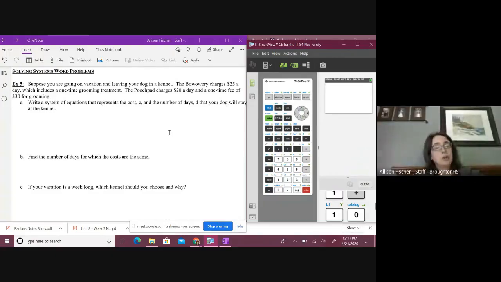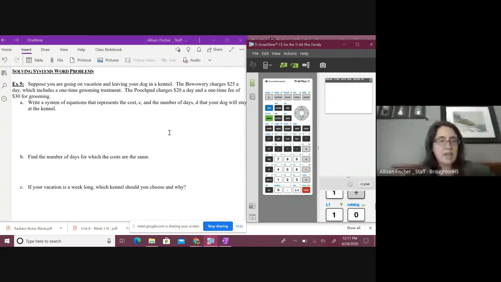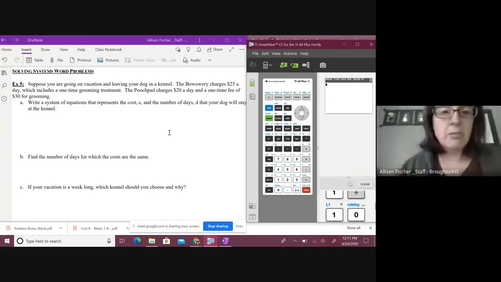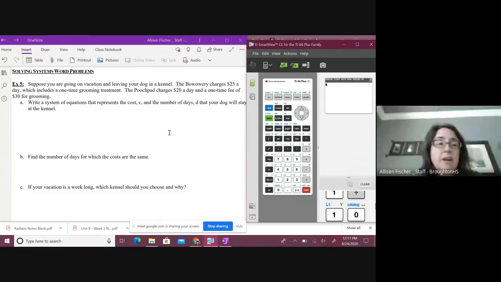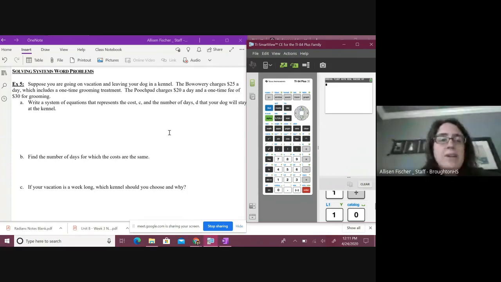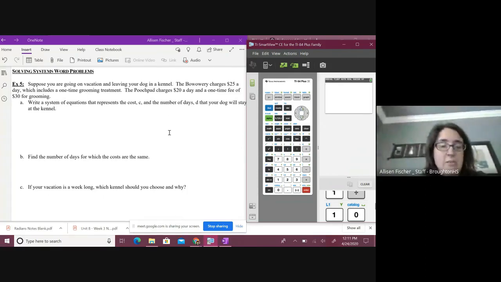So we're going to be solving word problems with our fancy new way of solving with our matrices. You're basically going to be doing the same kind of thing. You are going to first read your word problem, but then we have to set up the equations ourselves, and then we are going to solve using our matrices.